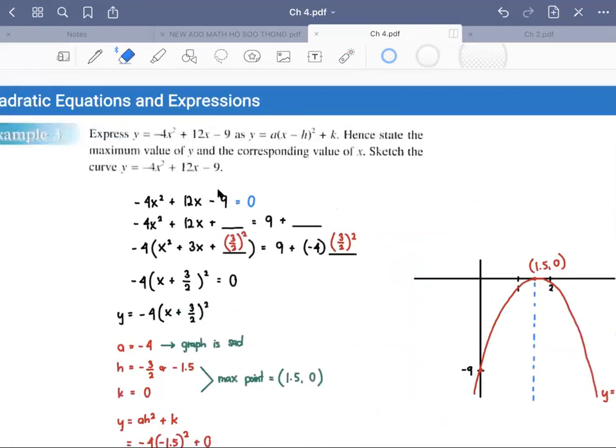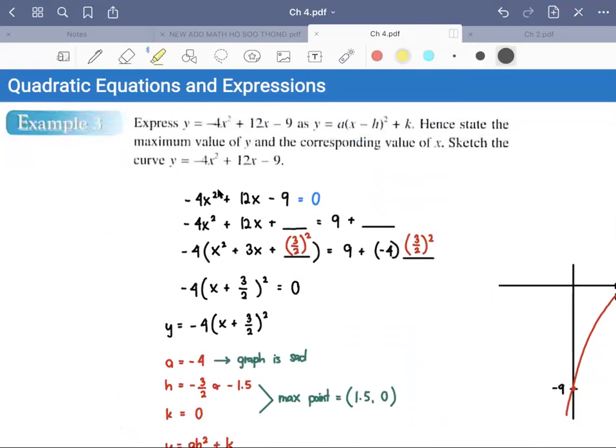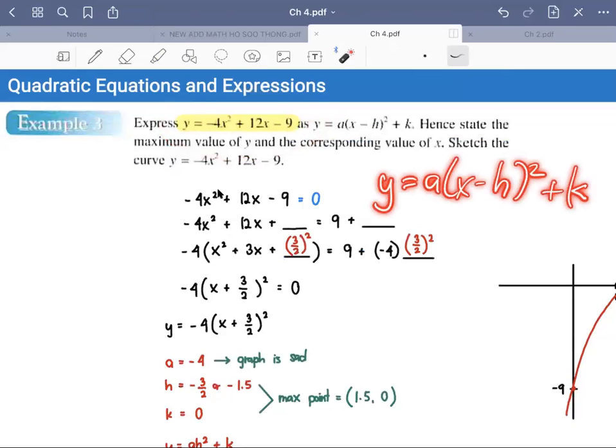Okay. So this is example number 3. It's from your book. So what if you're given this equation? It's different from the previous examples, right? The previous examples' format is y is equal to a(x minus h) squared plus k. So how do we change this into this? There's another set of work that you need to do before you can graph this one properly.